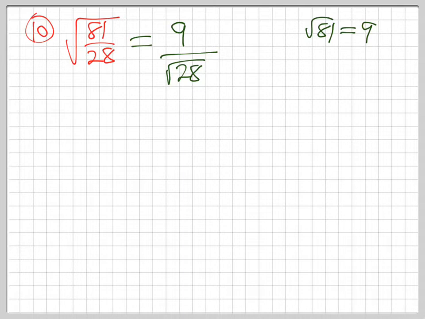You can't square root 28. You got to break it down. That makes sense? What I just did there? So the square root of 81 is 9. Do you see why there's no more root on the top? Because we rooted the 81 and it made 9 and it's gone.